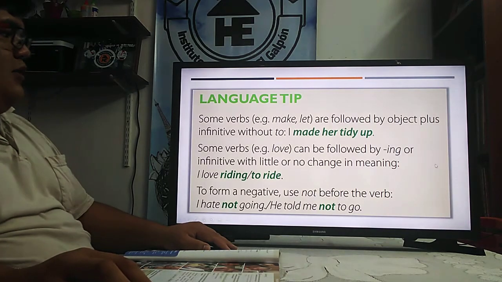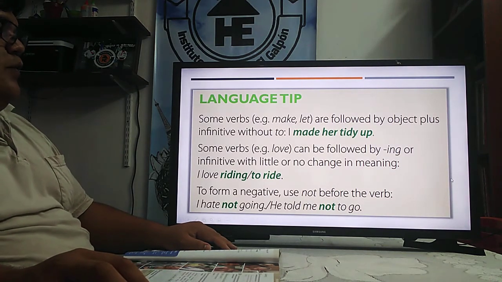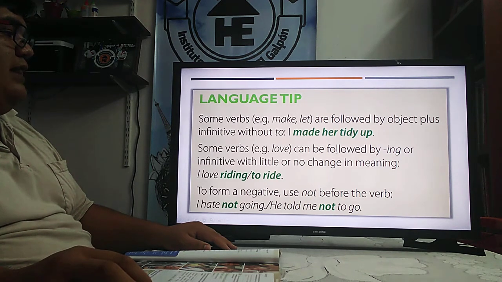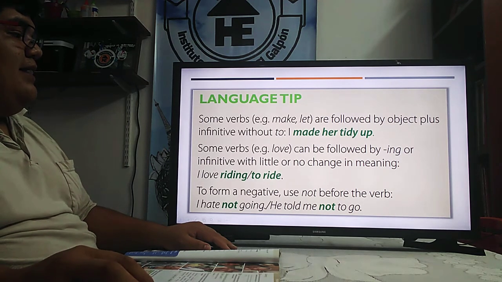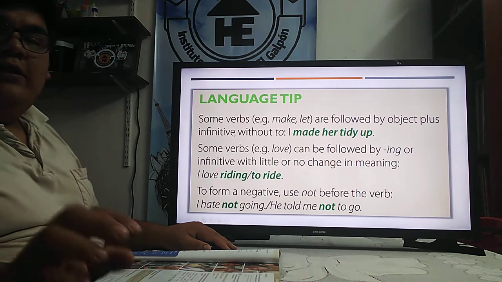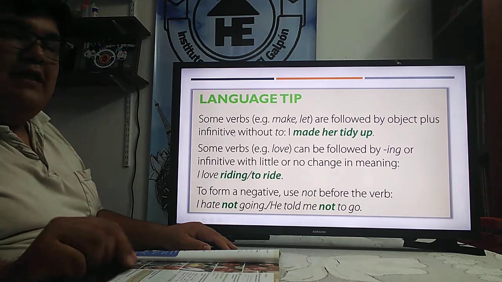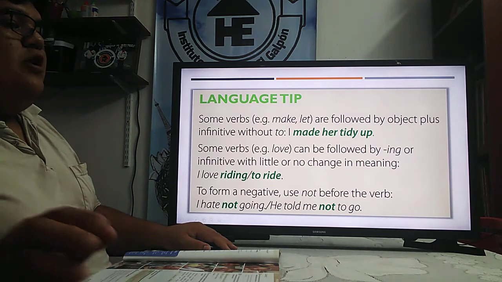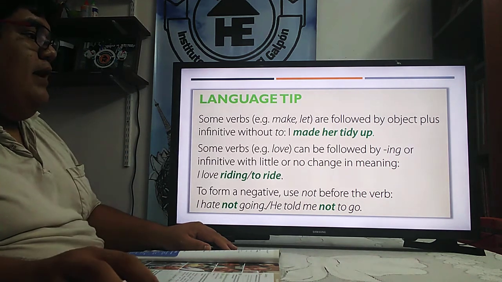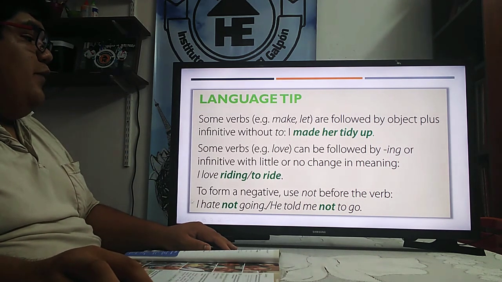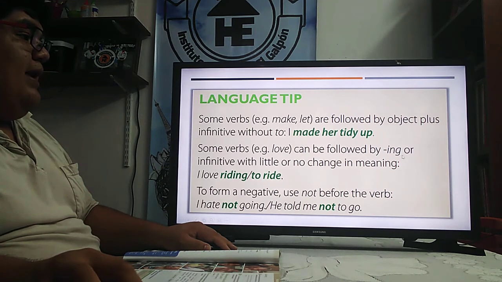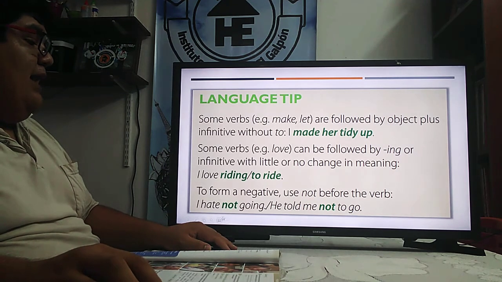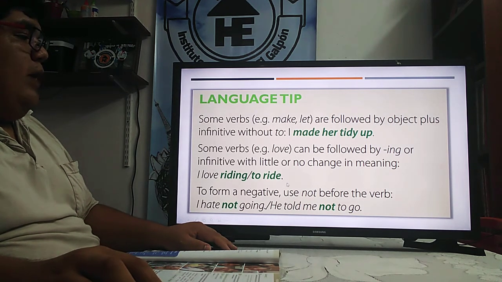But please, pay attention to the language tip. Some verbs, for example, make and let are followed by object plus infinitive without to. Remember that this infinitive is also called bare infinitive, okay? I made her tidy up. The teacher let us leave earlier, for example. After verbs, for example, love can be followed by ing or infinitive with little or no change in meaning, okay? I love writing or I love to write.